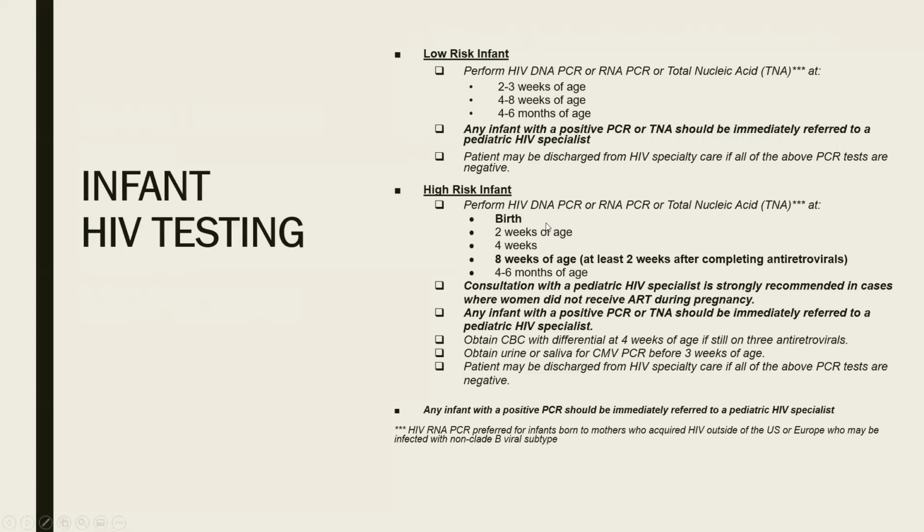And you'll notice for high-risk infants, there is a slightly different schedule for this NAT testing, in that high-risk infants will also have a birth NAT testing done, and then they will also have an 8-week NAT testing done, which is usually 2 weeks after completing their antiretrovirals. The other time points are the same as a low risk, 2 weeks, 4 weeks, and 4 to 6 months of age. Going back up to the low risk infant, we like to just emphasize that any infant with a positive PCR or NAT testing should be immediately referred to a pediatric HIV specialist.